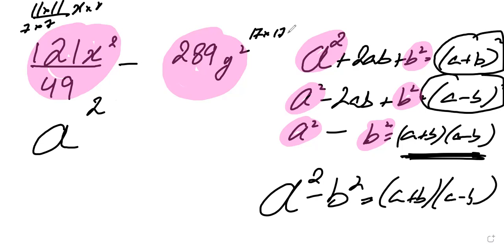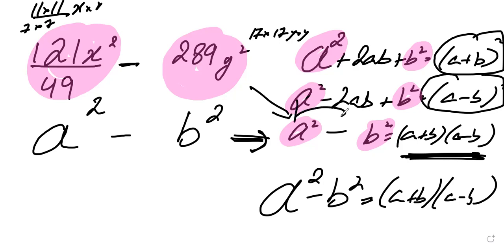17 into 17, y into y. If this is a perfect square, then it is representing b square. And what is the sign between them? Minus. So guys, we recognize it. What is this algebraic expression? This algebraic expression matches this identity.